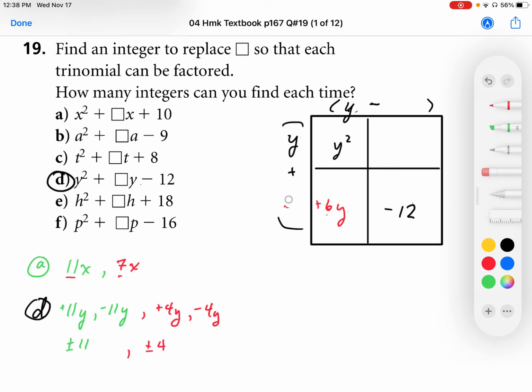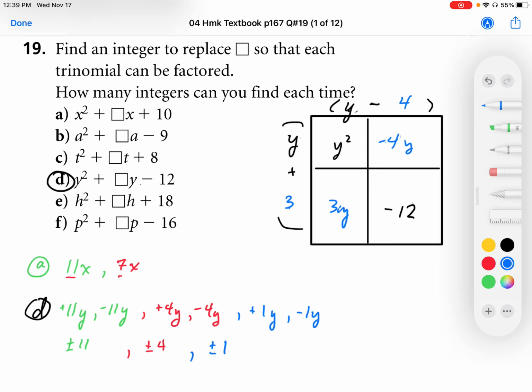Then I can test some other factors. The only other factors that multiply to 12 would be 3 and 4. If I do 3 and 4, I can get minus 3 plus 4 here. So that's going to be plus 4y minus 3y, which means I'm going to end up with positive 1y. But I could also switch them around, and I'm going to end up with negative 4y, positive 3y. That's going to give me negative 1y. So it could also equal plus or minus 1. So the possibilities for that blank are plus or minus 1, plus or minus 4, plus or minus 11.